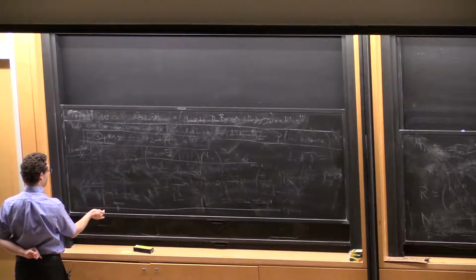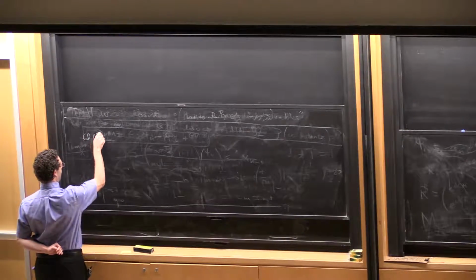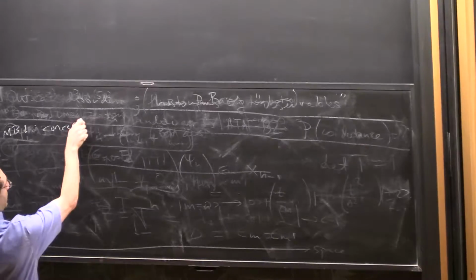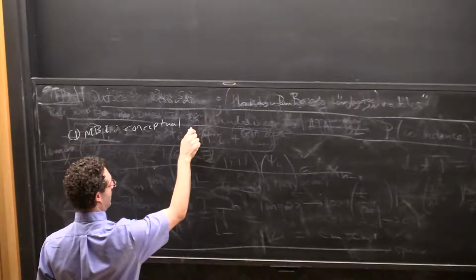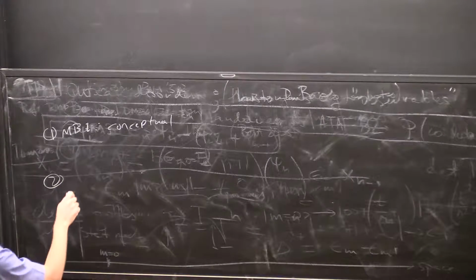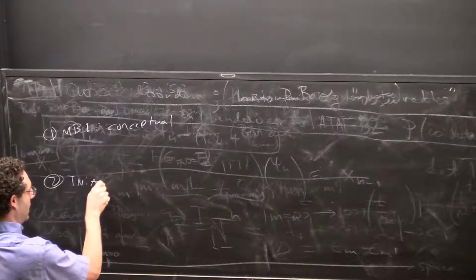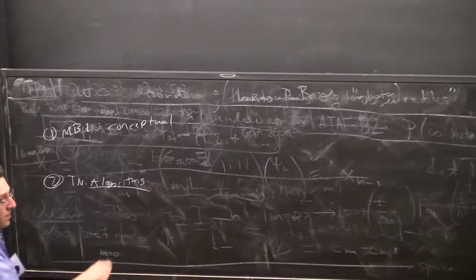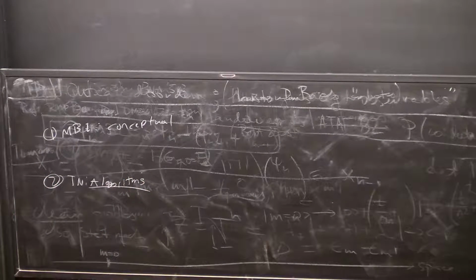One is that we're going to find that the language of tensor networks gives us a conceptual understanding of many-body localization. And then secondly, we're going to find that tensor networks allow us to develop algorithms that will let us compute properties of many-body localization and understand it better.